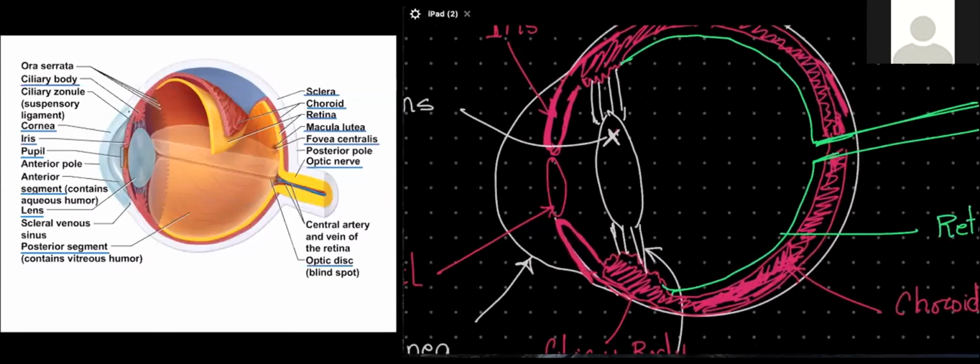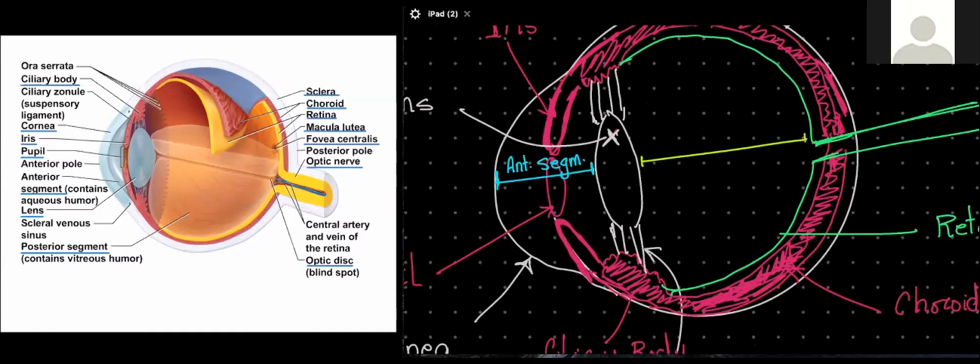We divide the inside of the eyeball into two main segments. From the cornea to the lens, we call it the anterior segment. From the lens until you get to the retina, we call this segment of the eye the posterior segment.